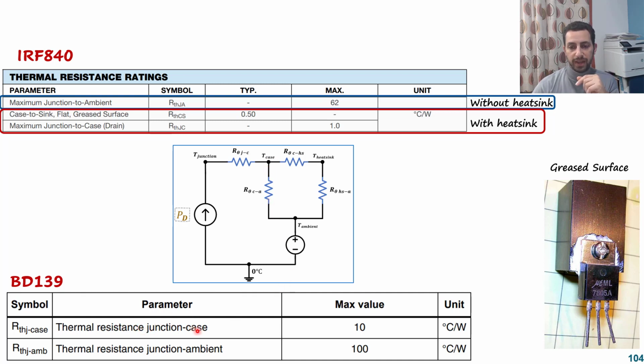Because junction to the case is 10 and junction to ambient is 100, the case to ambient should be 90, and that reveals that it's very, very high. That's why we usually ignore it. But again, you have to consider this value if you are using a heat sink, and you have to consider this value if you are not using the heat sink.